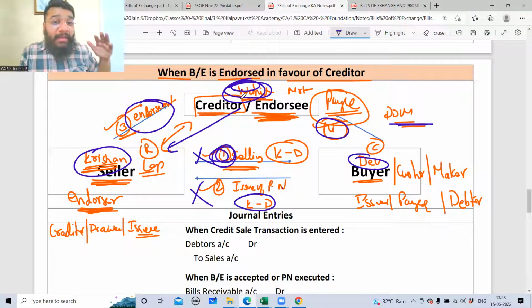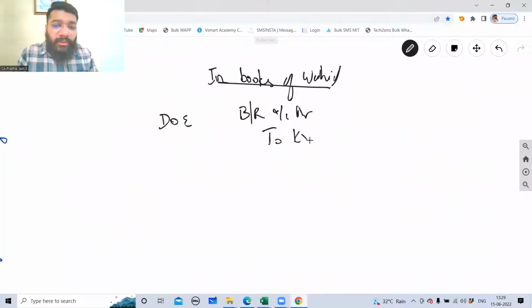From Wahid's point of view, can I say for Wahid, Krishan is a customer. Wahid is a manufacturer selling goods to Krishan. So can I say from Wahid's point of view, Krishan is a customer, debtor. So now this debtor will get closed. To close the debtor, I need to give a credit. So to Krishan.